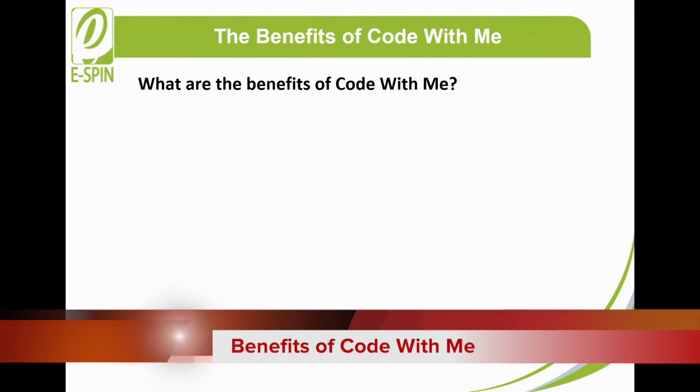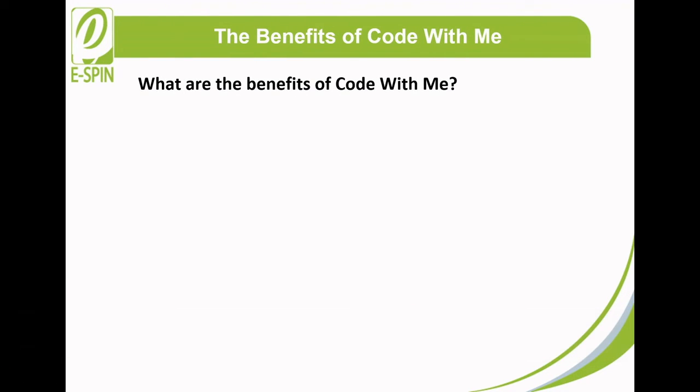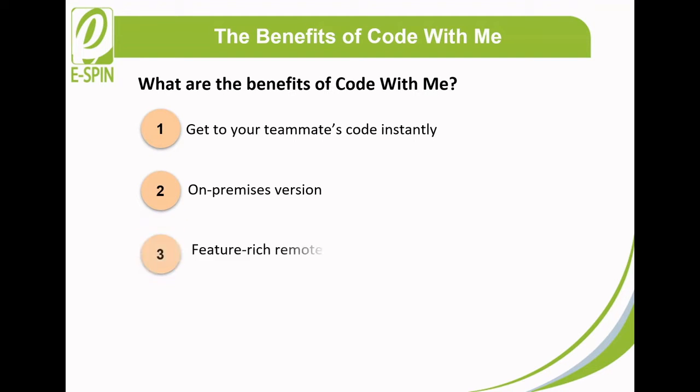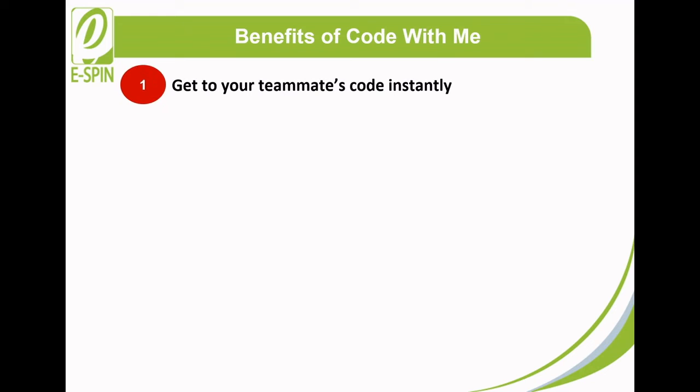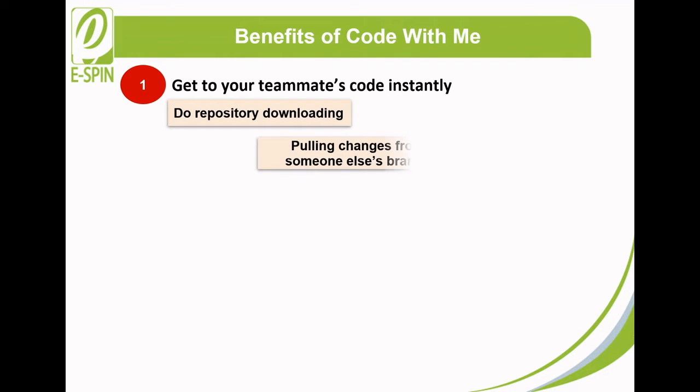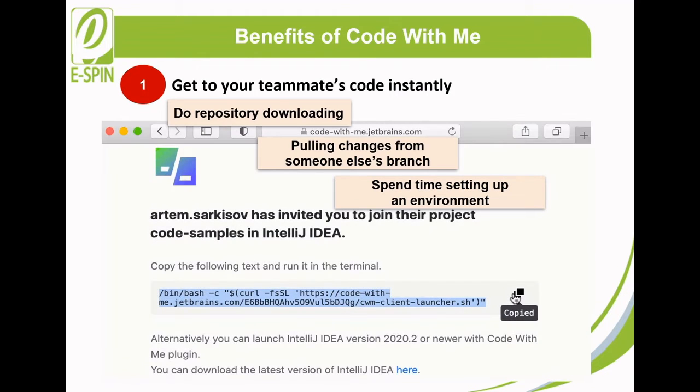What are the benefits of Code With Me? The benefits of Code With Me include getting to your teammates' code instantly, on-premises versions, and a feature-rich remote development experience. 1. Get to your teammates' code instantly. Previously, to start coding, you needed to download a repository or pull changes from someone else's branch and spend time setting up an environment. Code With Me, on the other hand, lets you begin instantly. The process only involves clicking the link shared by the host. Therefore, with Code With Me, you no longer need to do those steps we mentioned.